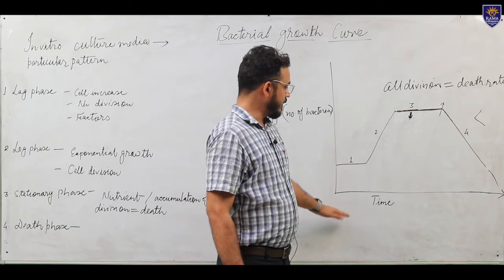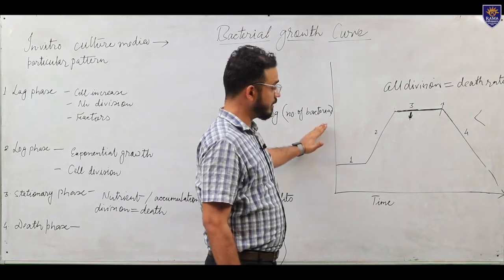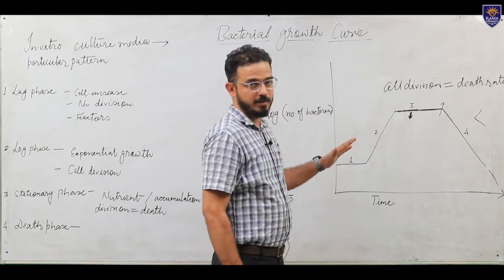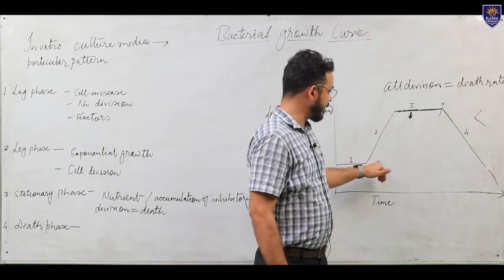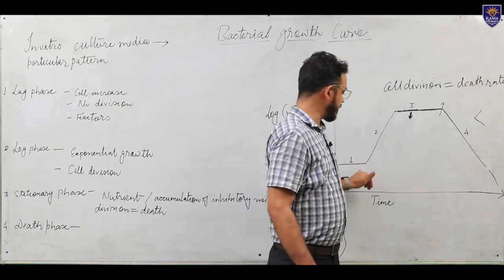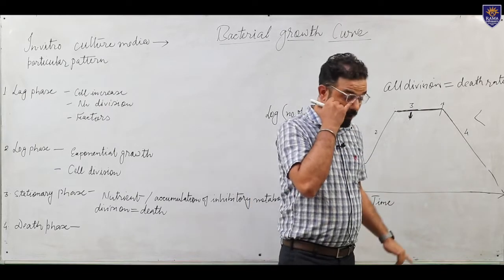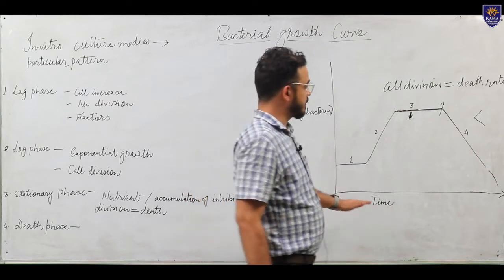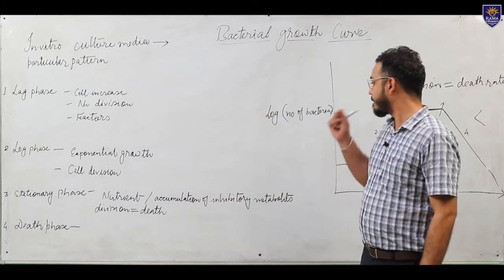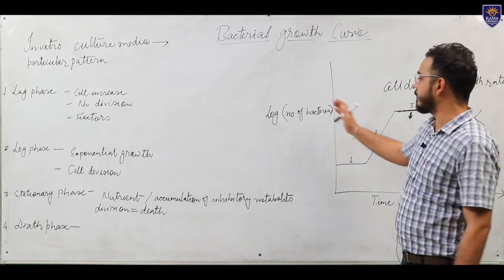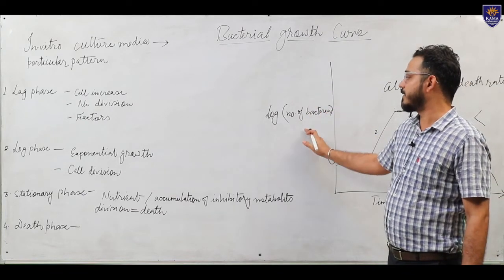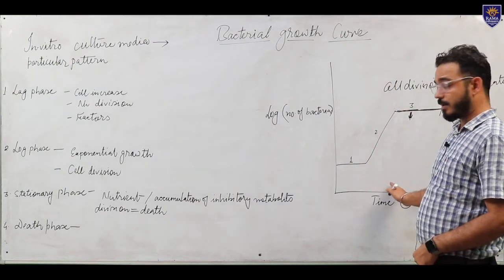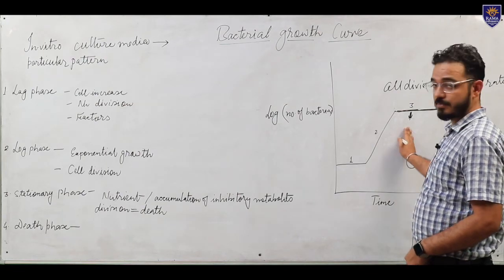The logarithm number of bacterial population is plotted against time on a piece of paper, so you will observe a particular curve, and this curve denotes the growth and the number of bacteria at a particular time. You will observe this growth curve when you count the bacterial population at particular intervals and plot them against time.